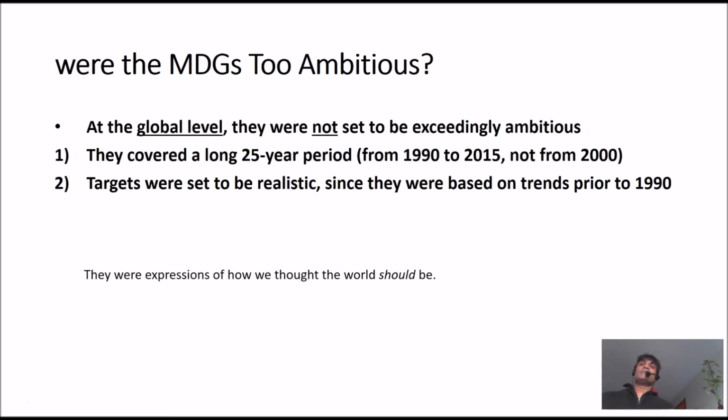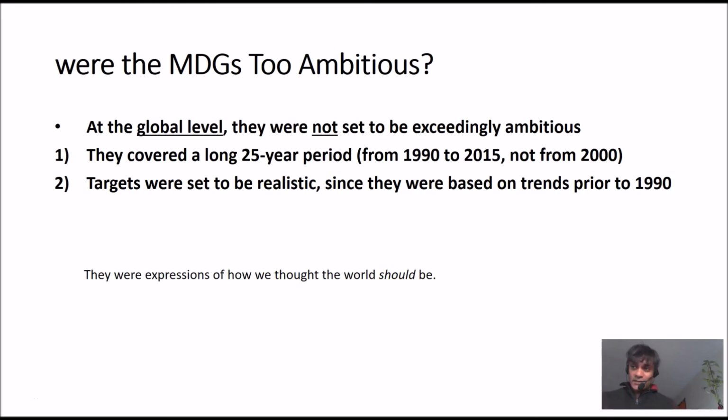Were they too ambitious? To eliminate poverty, well, that's fairly ambitious. At the global level, the idea was to set them to be not too ambitious. I think a more realistic goal was to reduce poverty levels by half or something like that, over a 25-year period. And so they were set to be relative to the baseline of 1990. Very few people, in my opinion, actually expected us to achieve these goals. They were more an expression of how we thought the world should be come 2015.